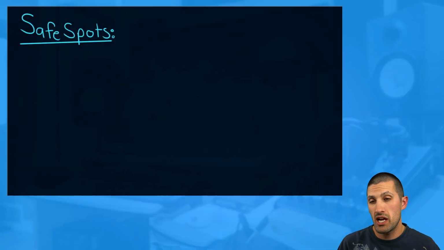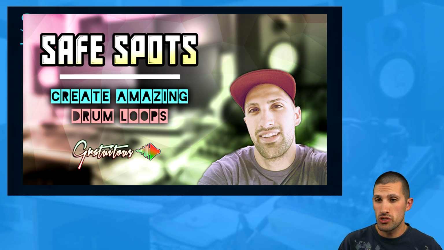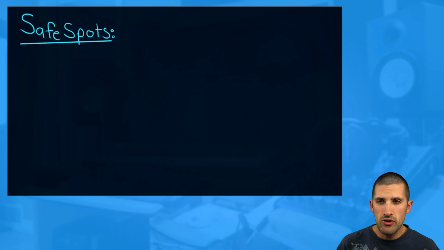In this tutorial, we're going to be covering a term that I've coined over the years called safe spots. I've created a course on this. It goes way more in depth. In this tutorial, we're just going to cover it briefly. You're going to get enough information, but if you want more, the course is called Safe Spots, Create Amazing Drum Loops. It's going to break all this stuff down way more in depth and give way more examples, okay?